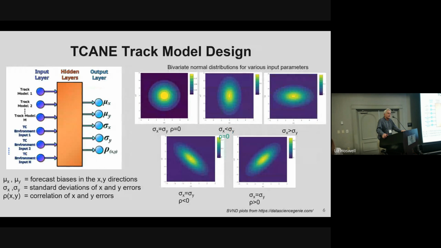Next slide. For the track model, we tried some different things, but the old bivariate normal distribution seemed to work well for the track error distributions. It can't do bifurcation, but the NHC track forecast errors tend not to have that. So it provides a general distribution that fit the NHC forecast errors pretty well.